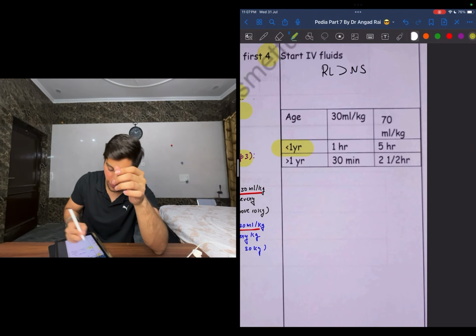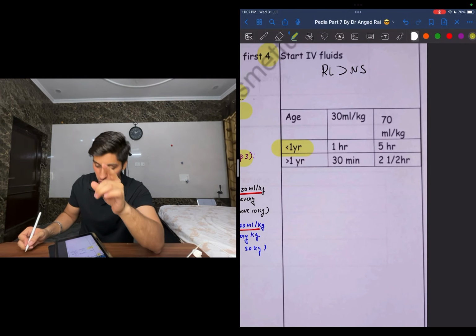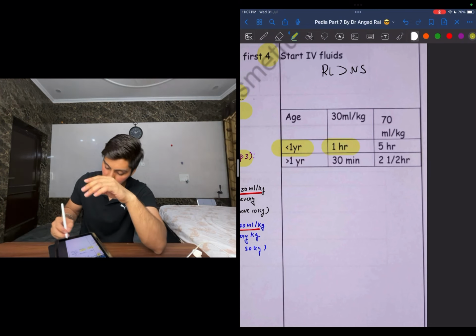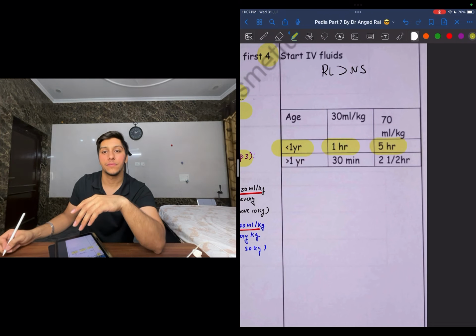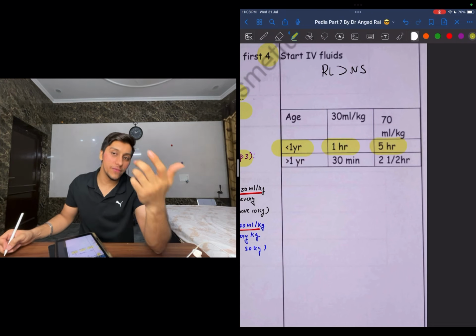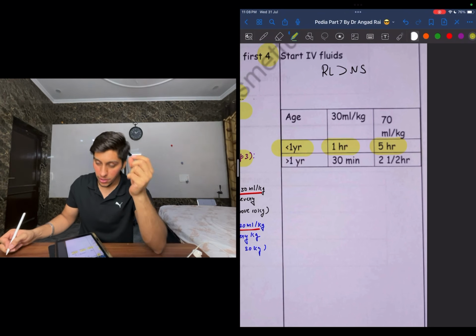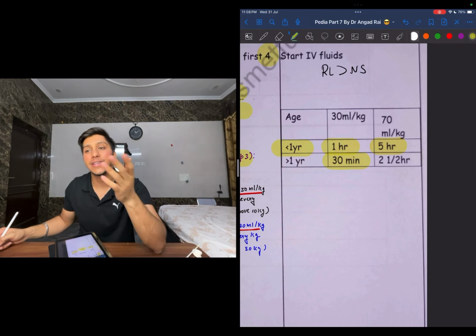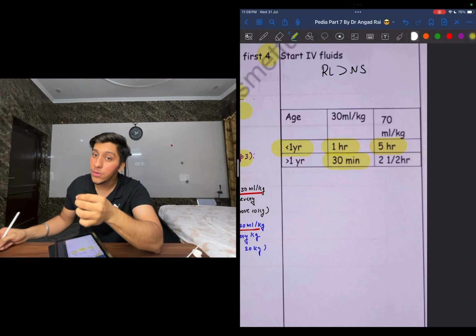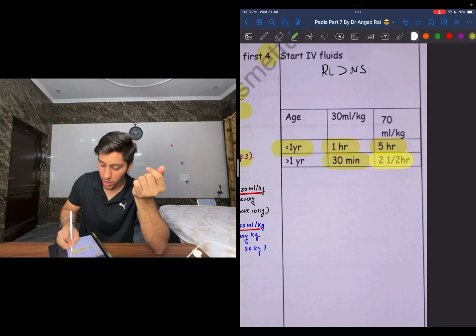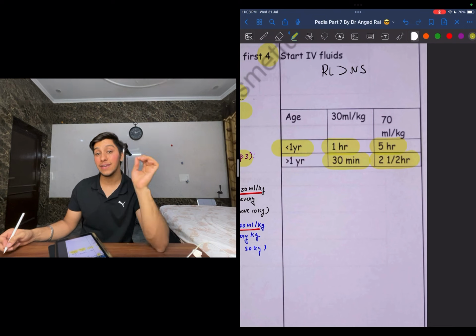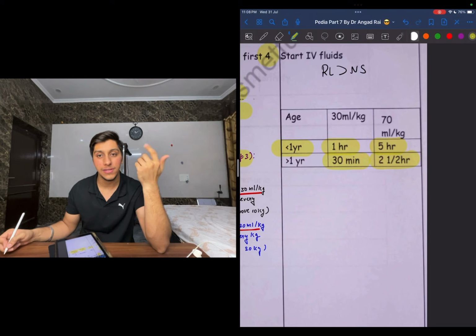If the child is less than 1 year, 30 ml per kg should be given in the first 1 hour, followed by 70 ml per kg in the next 5 hours. If the child is more than 1 year, he can tolerate it much better. The first 30 ml per kg should be given in 30 minutes, and the next 70 ml per kg for a child who is more than 1 year will be given over 2.5 hours. What we discussed earlier was 75 ml per kg in some dehydration over 4 hours. Over here we're talking about 100 ml because it is more severe.